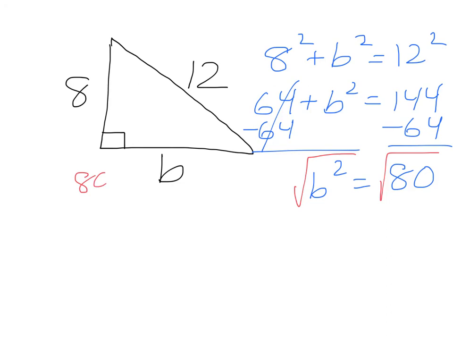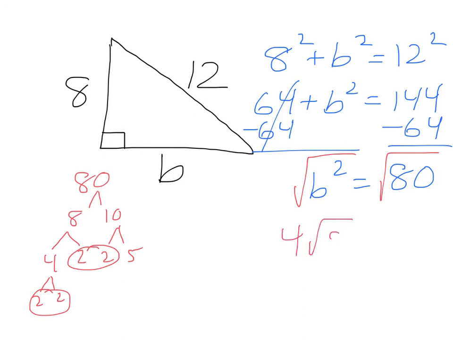So let's see, 80 is going to be 8 and 10. 8 is 4 and 2, which is 2 and 2. 10 is 2 and 5. And by the way, I can look at my square root just from my factor tree. Pair of 2's and a 5. So I get 4 root 5. b is equal to 4 root 5. How many people got that? Awesome. Great. So that is how we use the Pythagorean theorem.